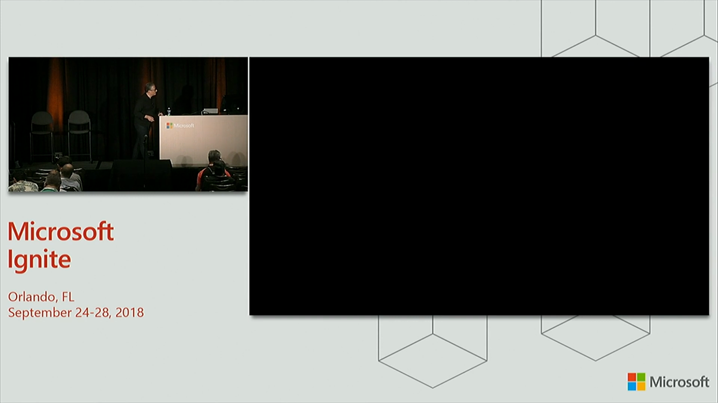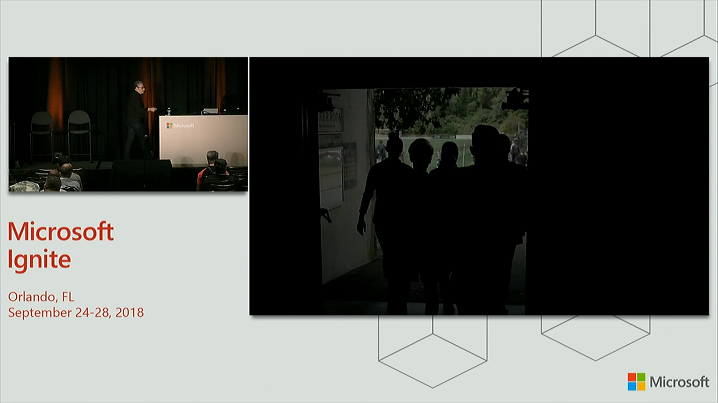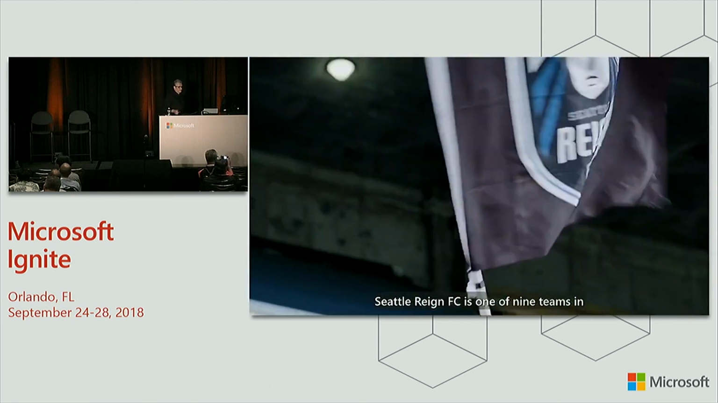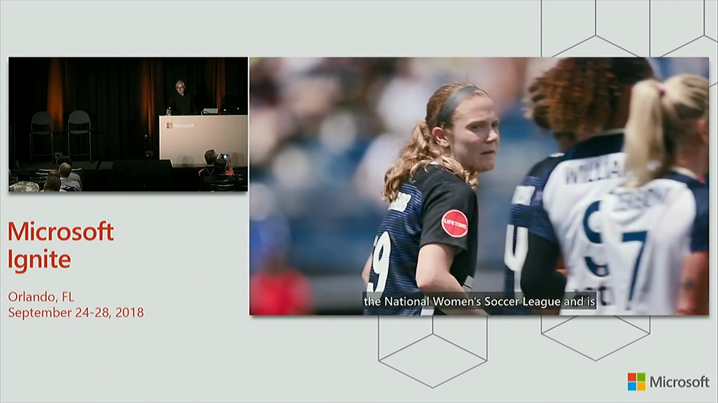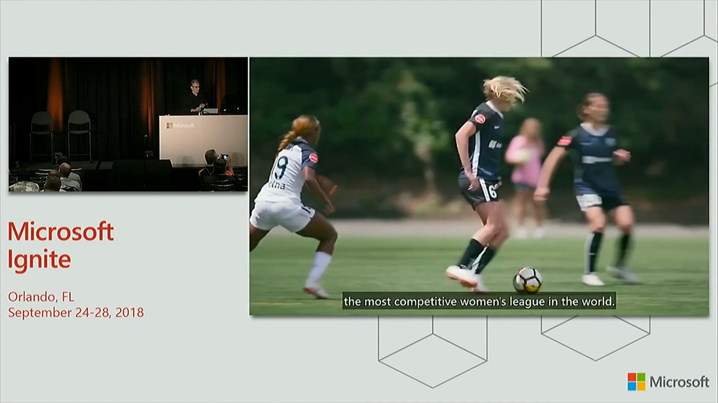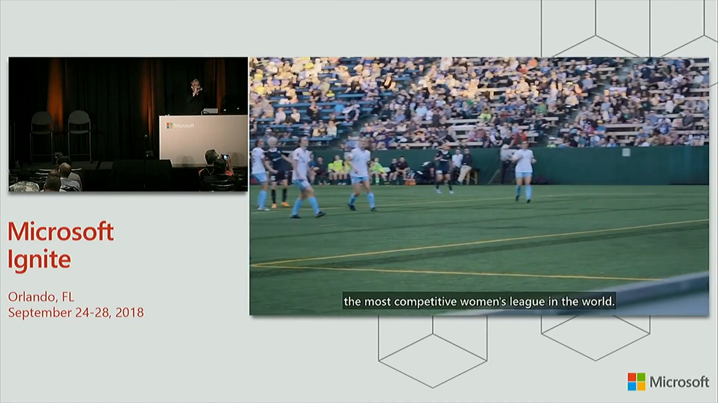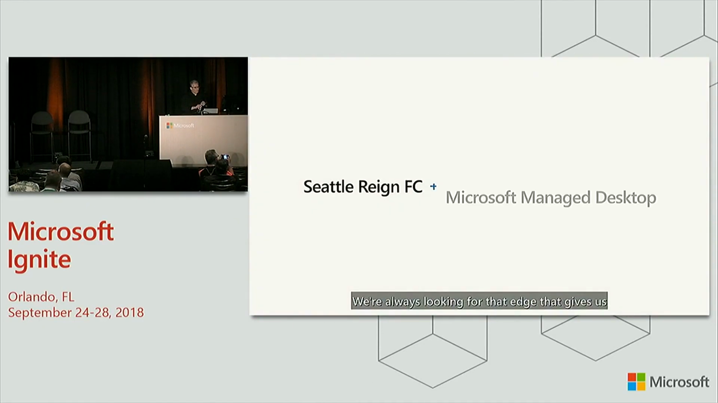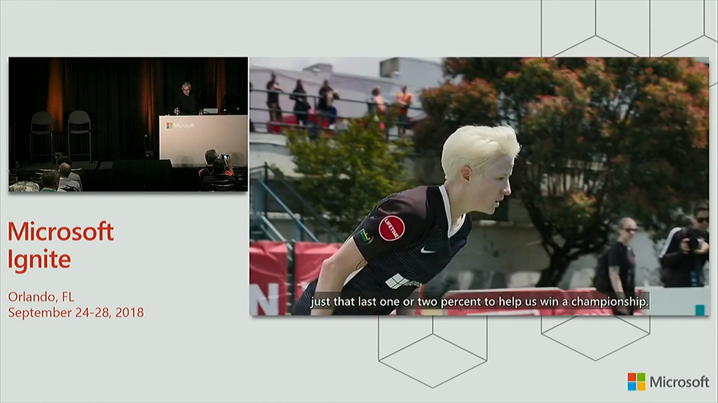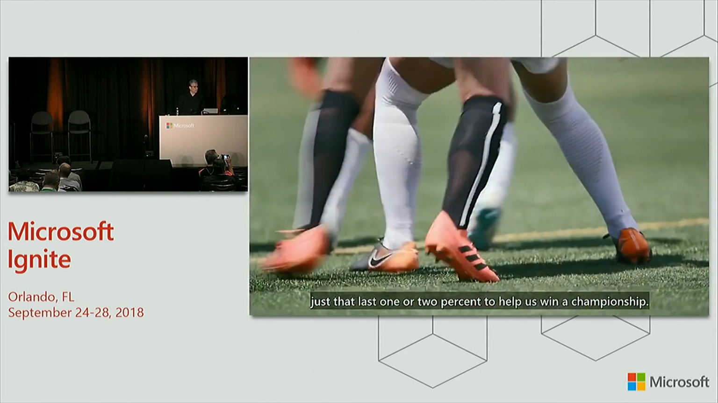Seattle Reign FC is one of 9 teams in the National Women's Soccer League and is the most competitive women's league in the world. We're always looking for that edge that gives us just that last 1 or 2% that helps win a championship. Like most business owners, my time is spent primarily in solving the problems that come up. The one problem I don't have to think about anymore is technology. Microsoft has solved that for me.